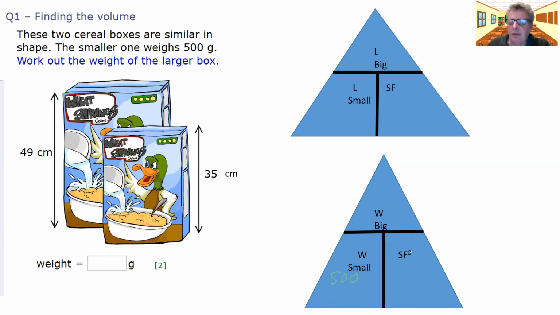But to find scale factor cubed, we've got to find the scale factor. So we've got to look at the two lengths we're given. The big length's 49, that's 35. So that's 7 over 5, which is 1.4. So we can do 1.4 cubed down here. If you just put that in your calculator, you will get the right answer, which is 500 times 1.4 power 3, which is 1372. So we put 1372 in there. We can put 1372 over there.